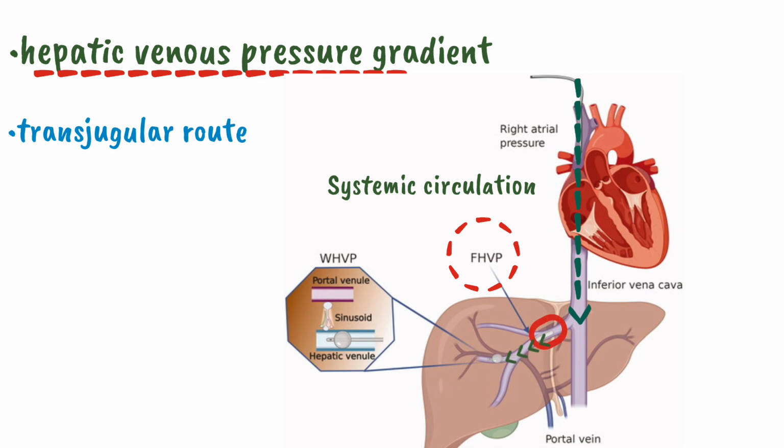This increased pressure is called the wedged hepatic venous pressure, and it reflects the pressure in the portal vein. So the difference of pressure between the wedged hepatic venous pressure and the free hepatic venous pressure is called the hepatic venous pressure gradient. Normally it is about 5 to 6 mm of Hg, and when it rises to about 10 mm of Hg, it is called portal hypertension, meaning there is an increase of pressure in the portal venous system.